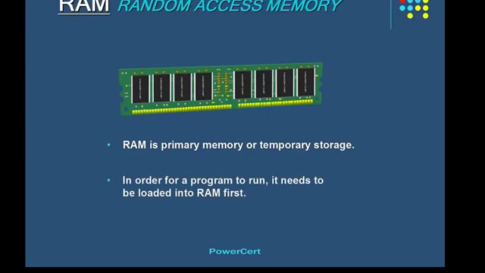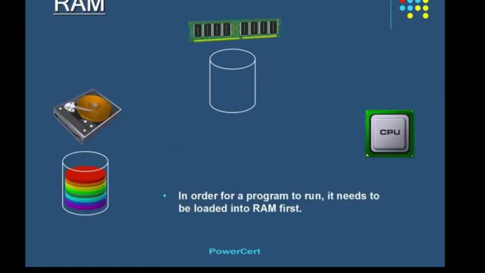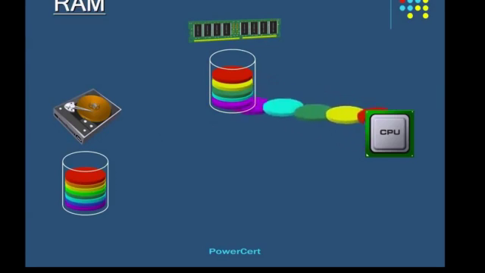In order for data or a program to run, it needs to be loaded into RAM first. So here is how it works. The data or program is stored on the hard drive. Then from the hard drive, it is loaded into RAM. And once it's loaded into RAM, the CPU can now access the data or run the program.